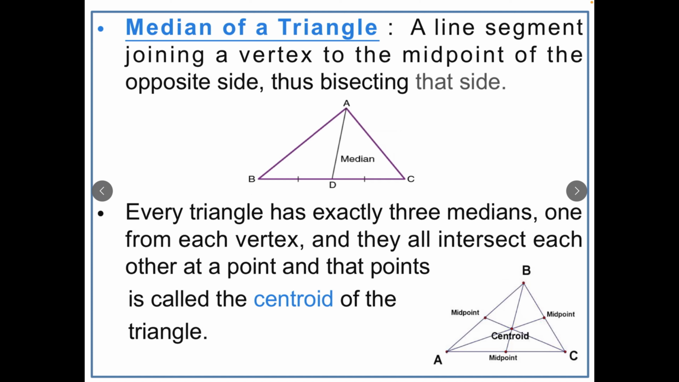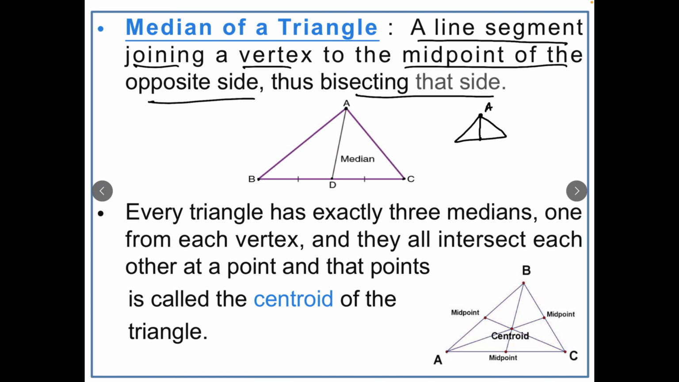Okay, so simply a median is a line segment which joins the vertex of a triangle to the midpoint of its opposite side. Suppose we have this triangle and we are drawing a median from this point, let's name it A. From this point we'll mark the midpoint of its opposite side, which will be here. If we join these two points, this line segment will be called the median. That's why I have drawn it here. So we have triangle ABC in which D is the midpoint of side BC. If we join vertex A to D, we get a median.